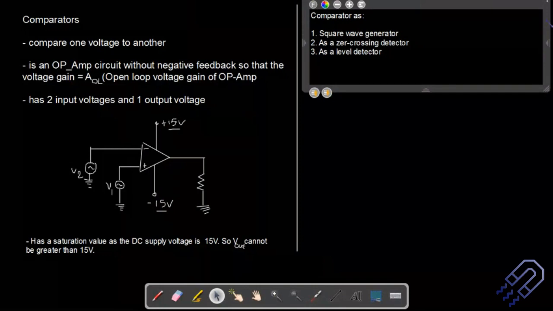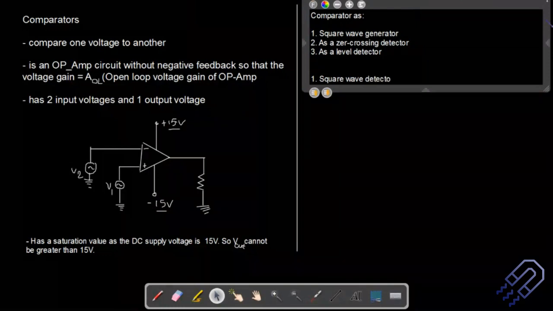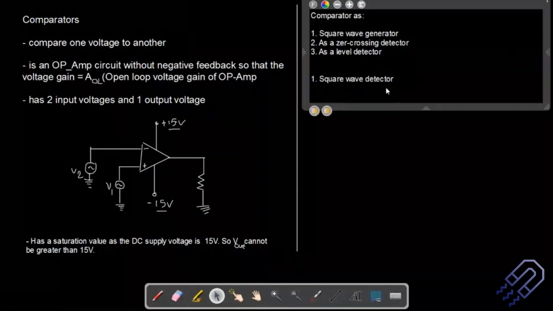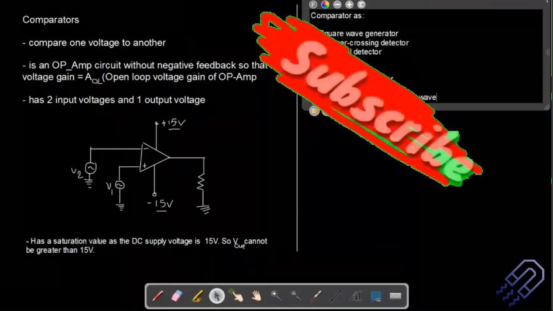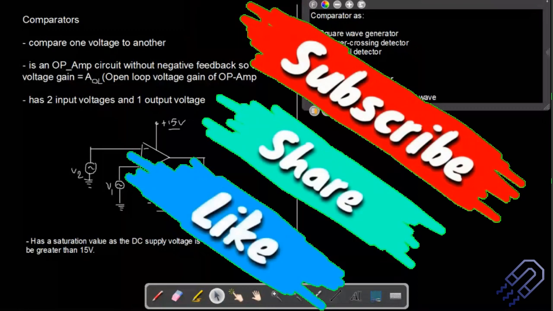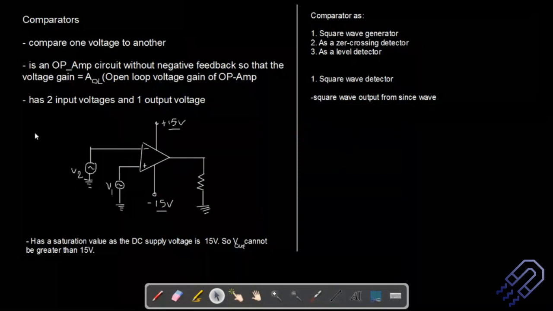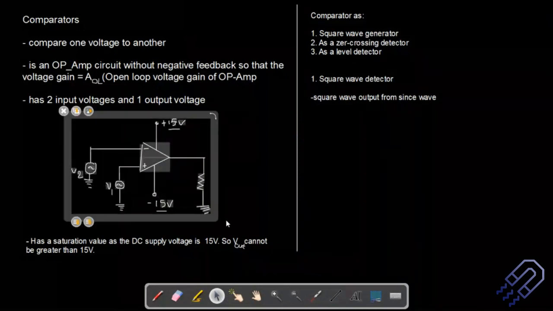Let's look at the first one, the square wave generator, and see how it works. What does it mean? It means that you are going to get the output as a square wave. The output will be a square wave with respect to an input. So this is what a square wave generator is all about. We will have a circuit similar to this one, so we don't need to redraw it. I'll just take this up.